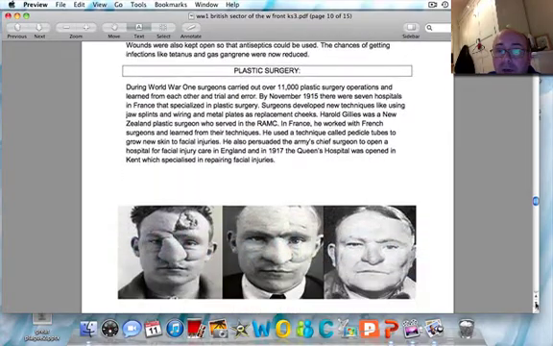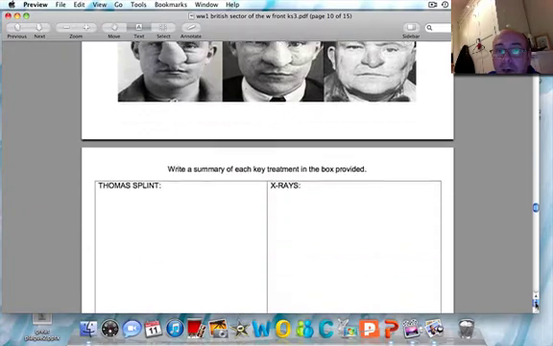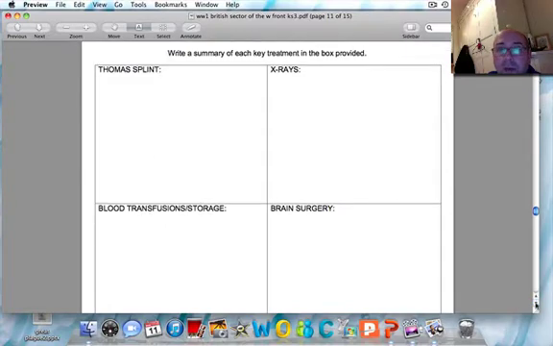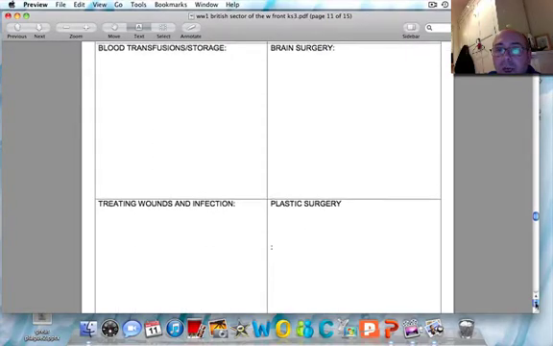And down here we have some examples of the treatments being used as part of the recovery that soldiers went through. For each of these treatments, what I want you to do is summarize those notes into brief statements on the grid that is provided.